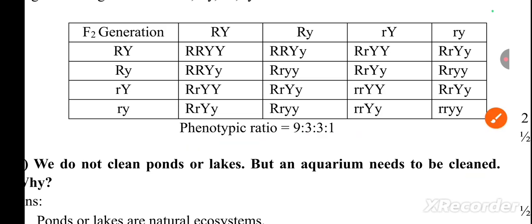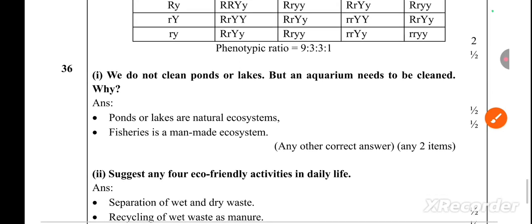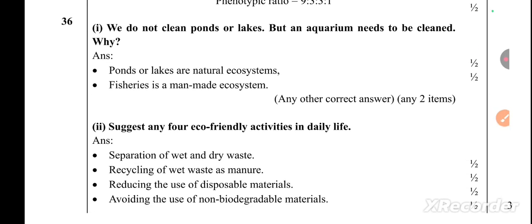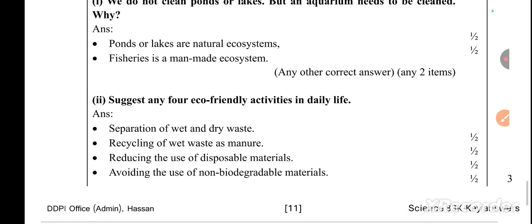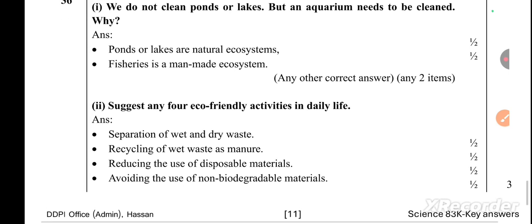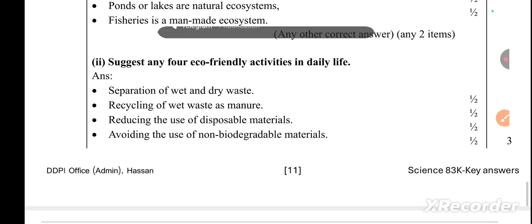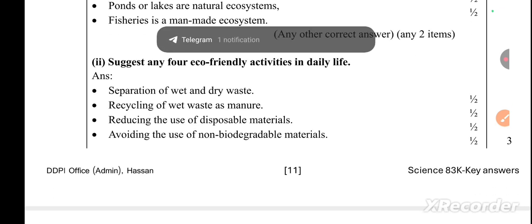Next question, 36th question. In that first: we do not clean ponds or lakes, but an aquarium needs to be cleaned. Why? Ponds or lakes are natural ecosystems. Then an aquarium is a man-made ecosystem. That's why we need to clean it. In a natural ecosystem, what happens? Everything is recycled.